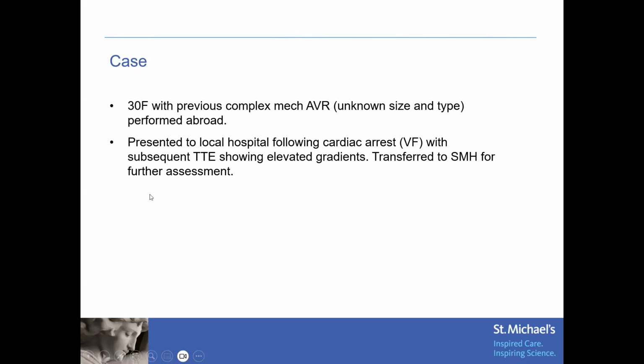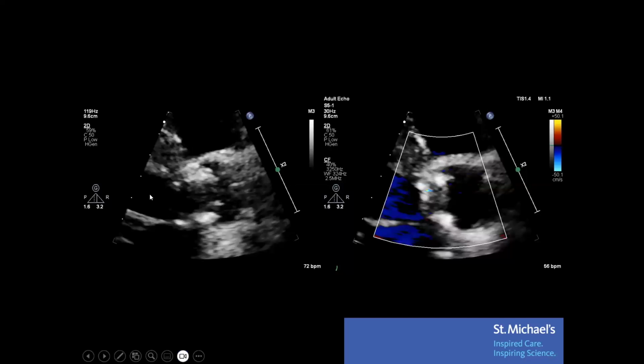So this is a 30-year-old female with a previous complex mechanical AVR. Unfortunately, we are not aware of the size or type. It was performed internationally. She presented to her local hospital following a cardiac arrest with VF, and subsequently had a transthoracic echo that showed elevated prosthetic gradients, and she was transferred here for further assessment.